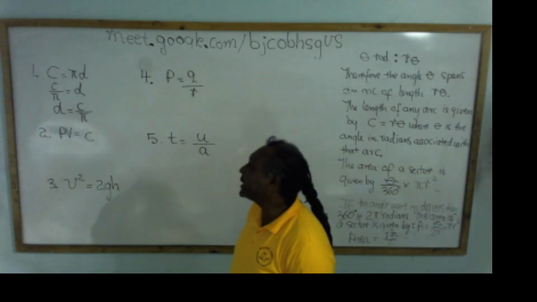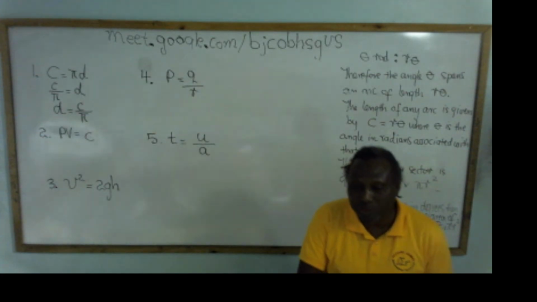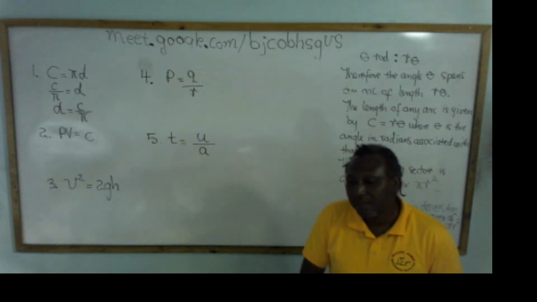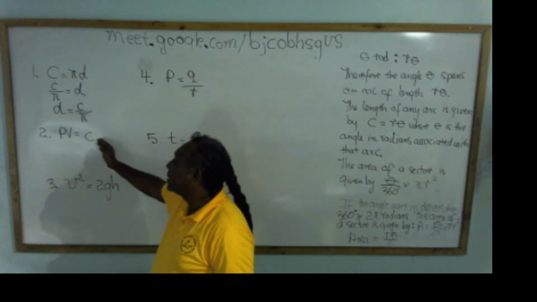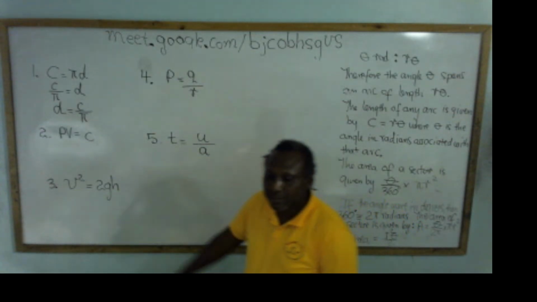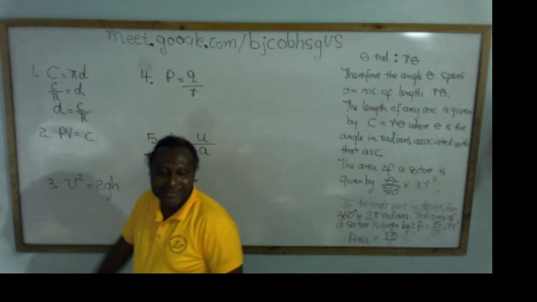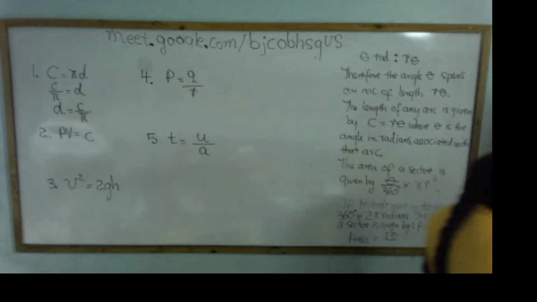Now let us go to the next one. PV is equal to C, and what is the proposed subject in that case? The proposed subject is V. The proposed subject here is V. So we need to make V the subject of the formula. V is encumbered by P on the left-hand side. It's accompanied by P.